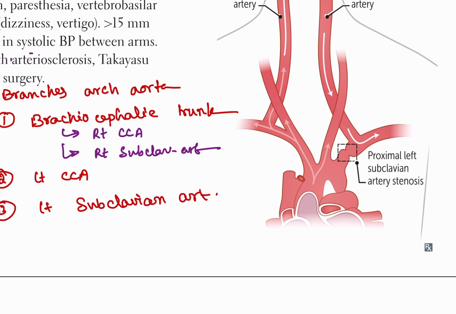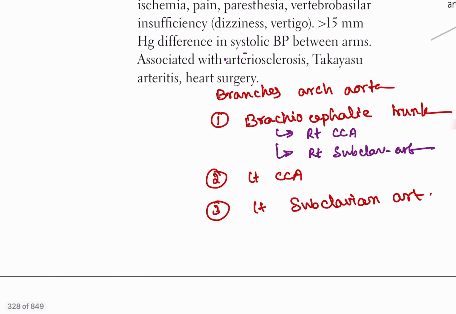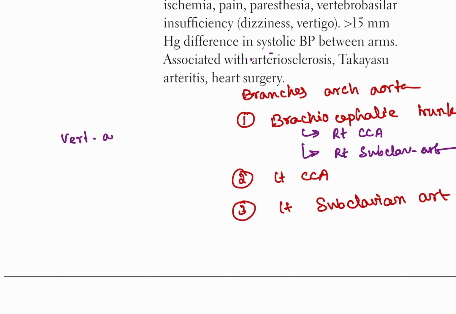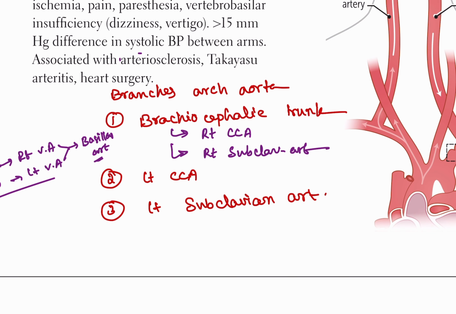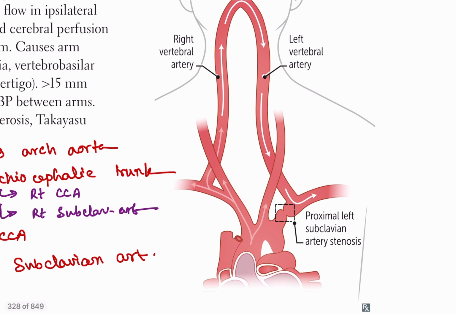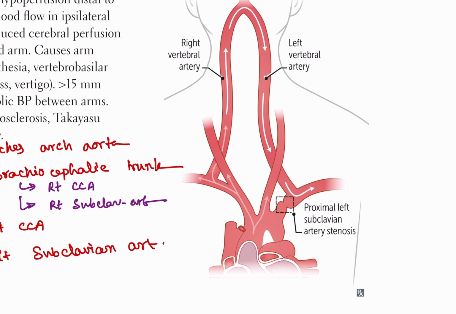Once we know that, the further understanding is the vertebral artery. The vertebral arteries are branches of the subclavian artery. So the right-sided subclavian artery gives the right vertebral artery, and the left-sided subclavian artery gives the left vertebral artery. Both vertebral arteries join together to form the basilar artery, which gives further branches, and the last branch communicates with the circle of Willis. So here, what you need to remember is what subclavian steal syndrome is.